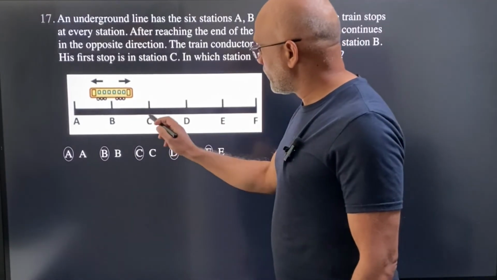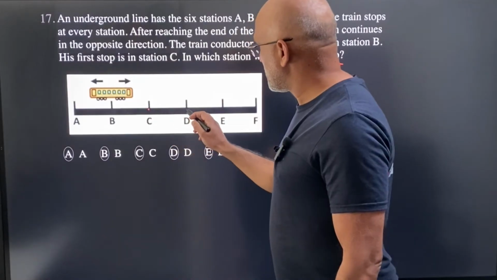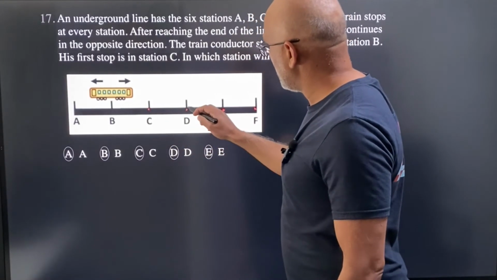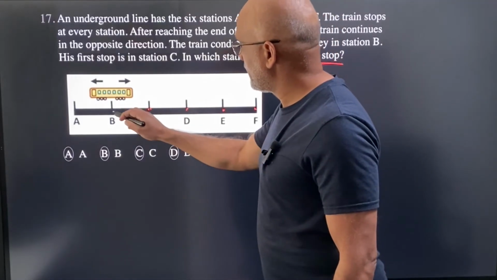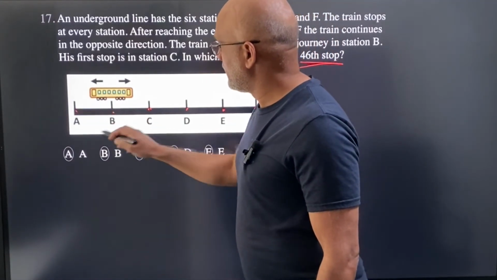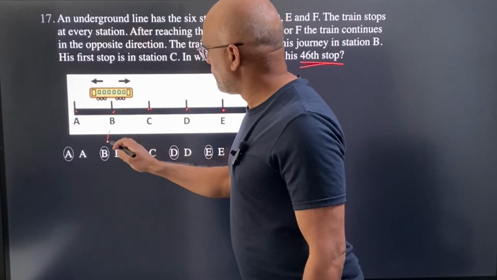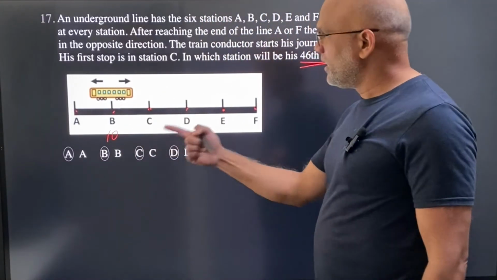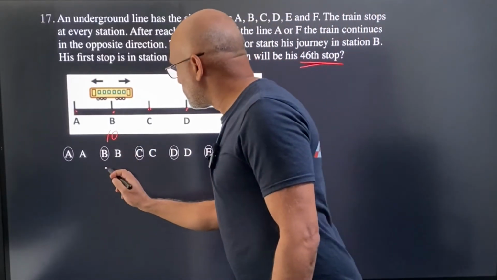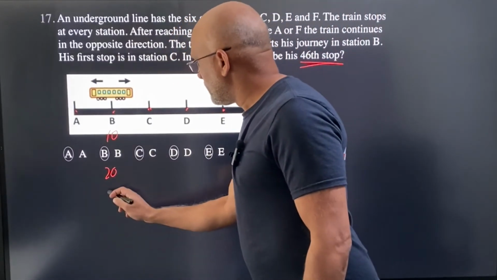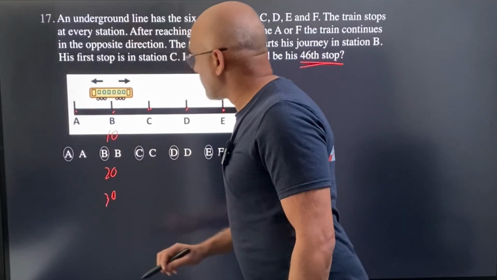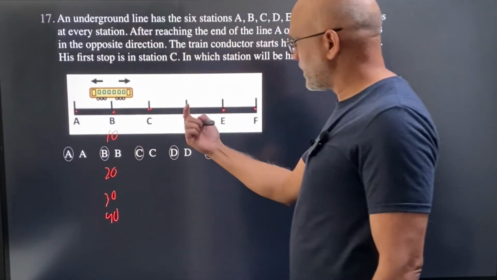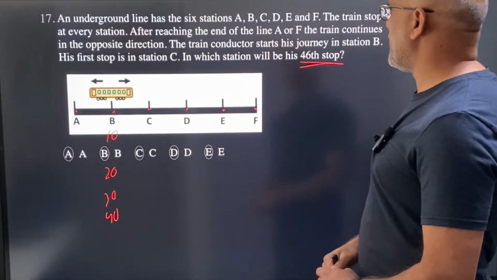Alright, we are starting from here. So this is the first, second, third, 4. We return: 5, 6, 7, 8, 9, 10. So the 10th stop will be here. So that completes one cycle. Similarly, if we count again, the 20th stop will be there. Then the 30th stop will be here, right? Similarly, the 40th stop will be here, because each 10 stops we complete one cycle.